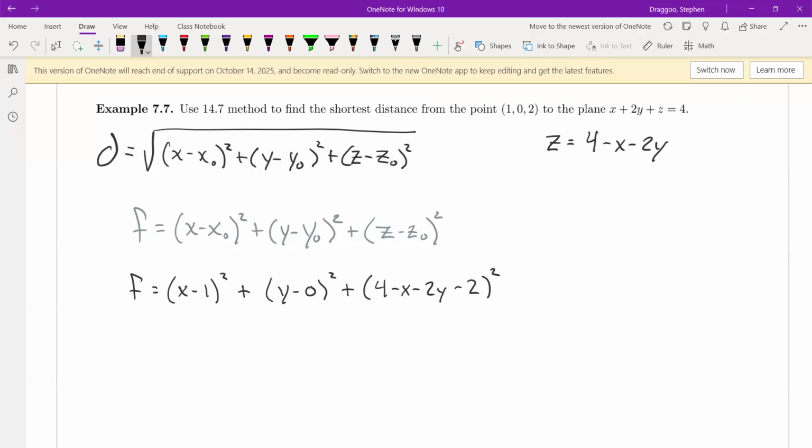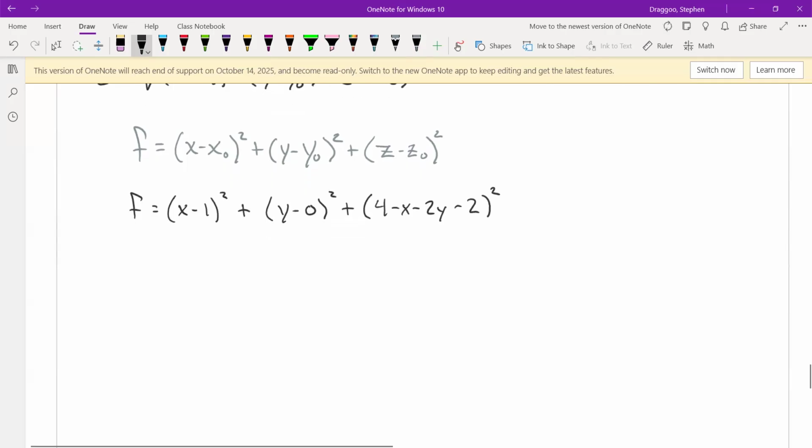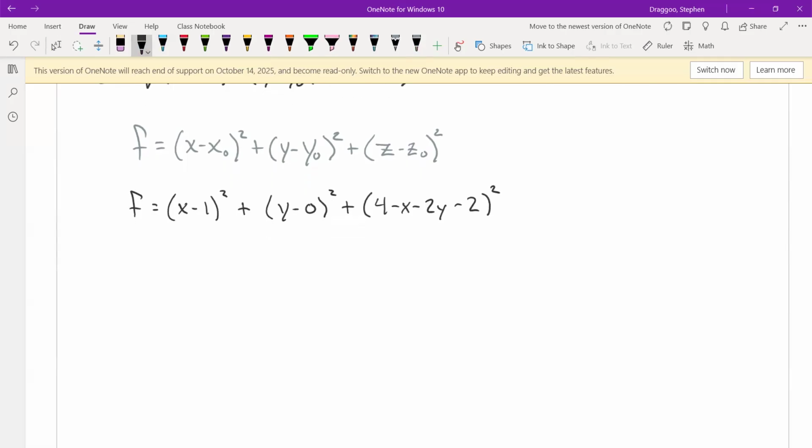And I could FOIL that all out, or I could skip that step and just start taking derivatives. I'm going to vote for skipping that step and just taking derivatives. It'll probably fix itself. So let's give it a shot.